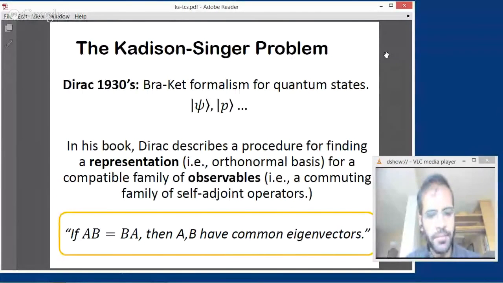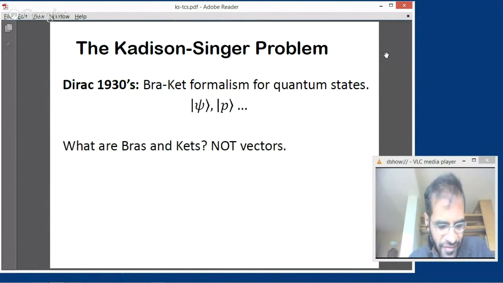This procedure in his book was one of the important constructions. At the heart of it, the way he did it is he relied on a basic fact from linear algebra, which is that if you have two matrices A and B which commute, then A and B have a set of common eigenvectors. Okay. Unfortunately, in actual physics, bras and kets cannot be taken to be vectors in a Hilbert space.